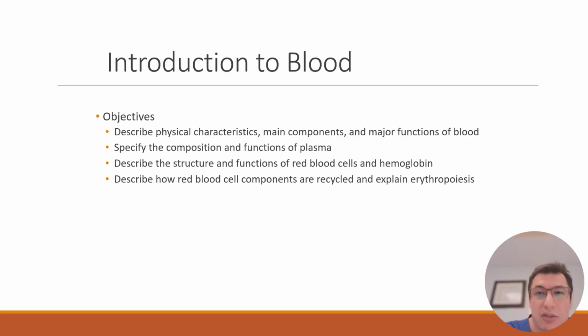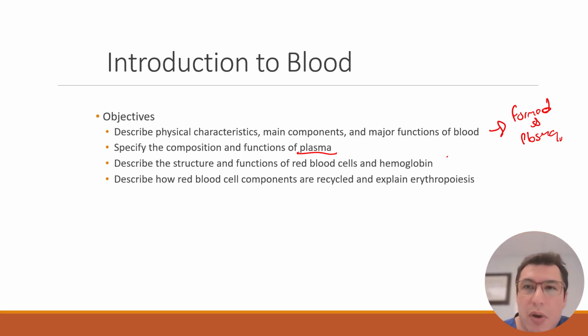Blood is divided into two components, okay? Formed elements and plasma. So make sure that you know the composition of plasma and the functions of plasma. And when we talk about formed elements, we talk about three components: red blood cells, white blood cells, and cell fragments, which are platelets.